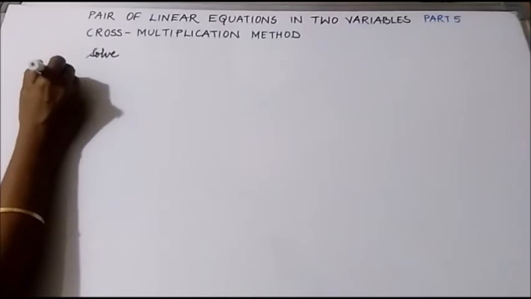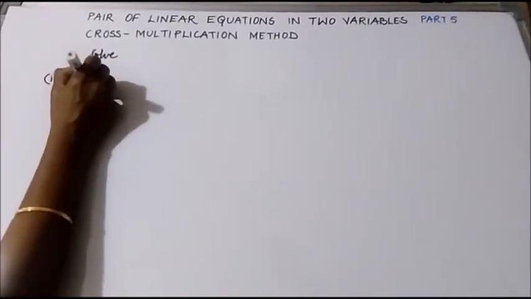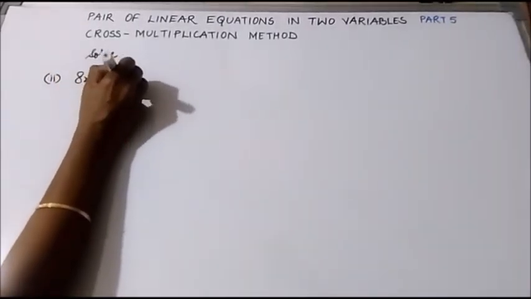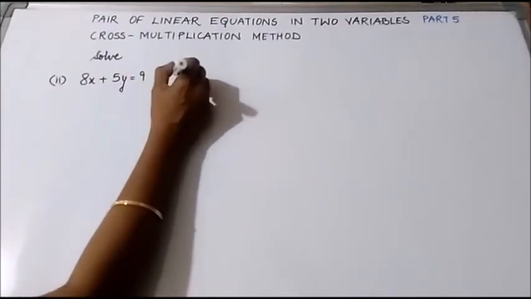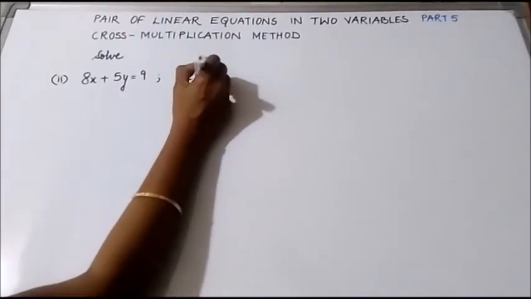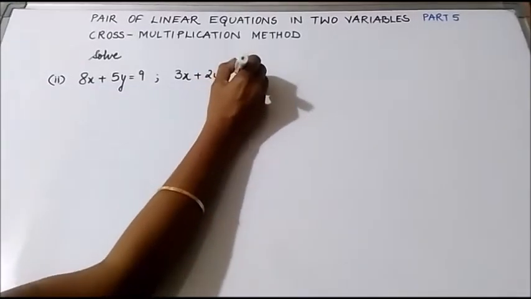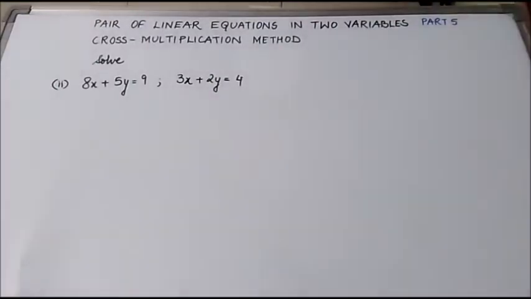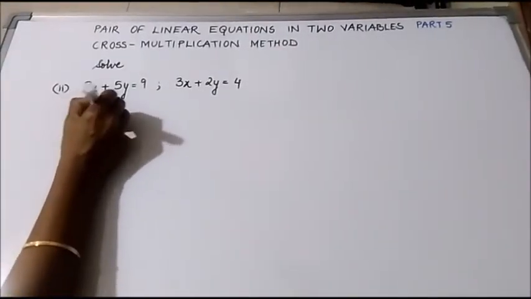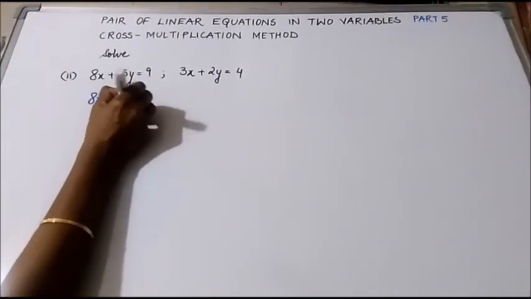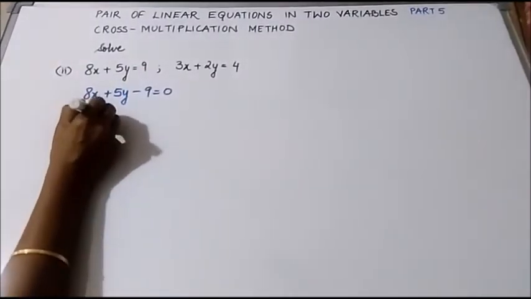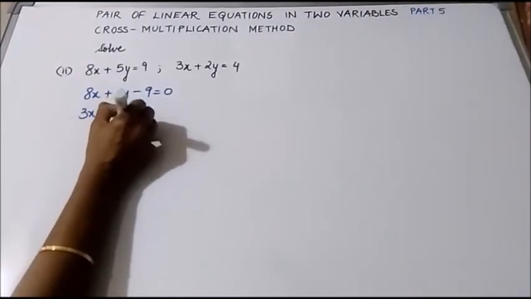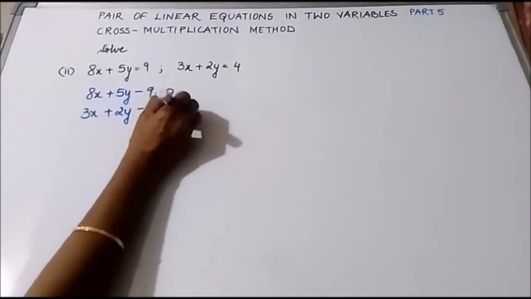Second equation, 8x plus 5y is equal to 9, and the second equation is 3x plus 2y is equal to 4. What is the first thing that we are supposed to do? We are supposed to write it in standard form. 8x plus 5y minus 9 equal to 0. 3x plus 2y minus 4 equal to 0.